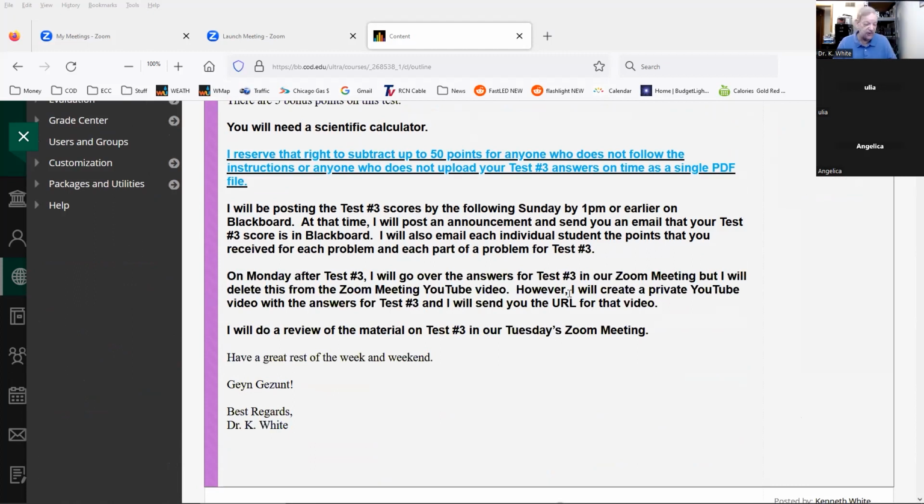If you don't know how to use that, come to my office hour or email me and I'll set up a Zoom meeting to help you out. By next Sunday, I'll have the grades that are earlier in Blackboard. I'll send out an email when it's posted. I'll also, by next Sunday or earlier, send out individual emails; each of you will get the points you got for each answer on test 3. Next Monday, I'll go over test 3 in our Zoom meeting.